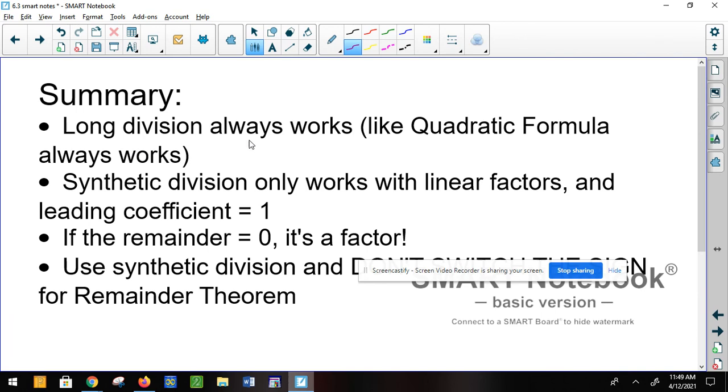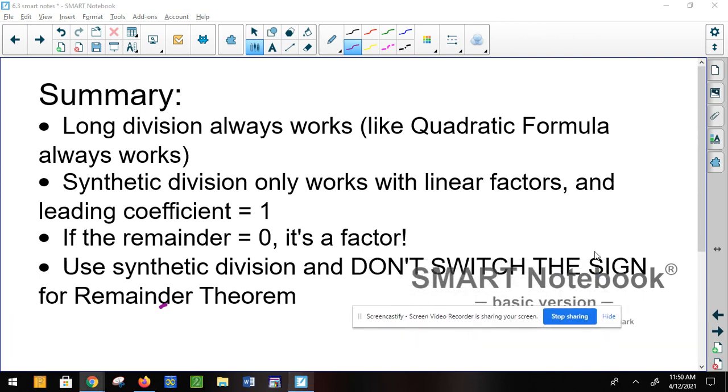Long division always works, like quadratic formula always works. So you can do long division for any of the problems. Synthetic division only works with linear factors, meaning the divisor has to be x plus 3. It can't be x squared plus 3. And the leading coefficient is 1, meaning it can't be like 3x plus 2. It has to be x plus 2. So if you run into any divisors that look like that, you have to do the full long division. If the remainder equals 0, it is a factor, like in that third example.